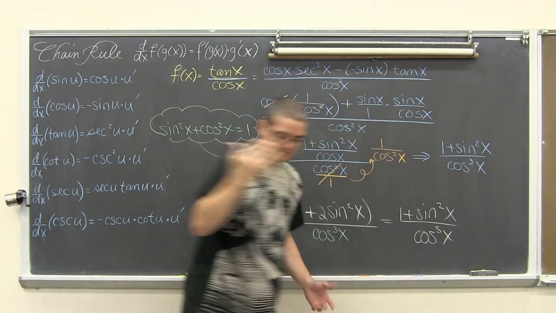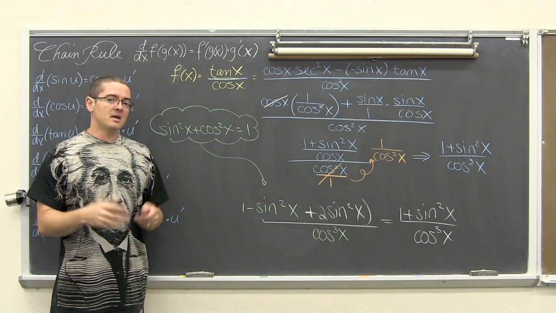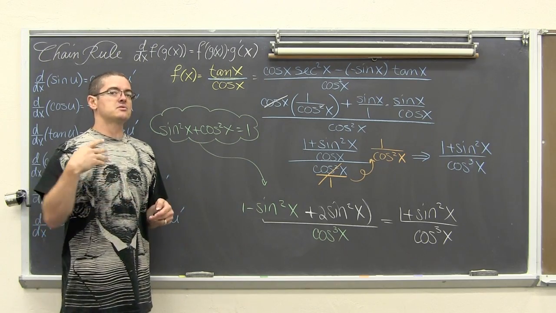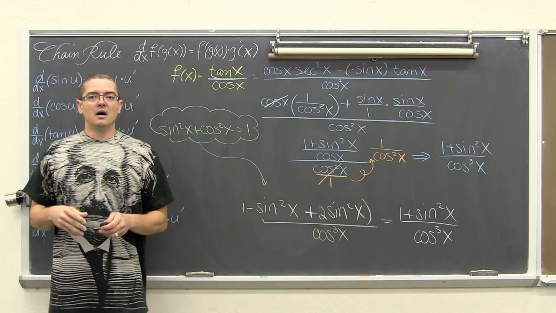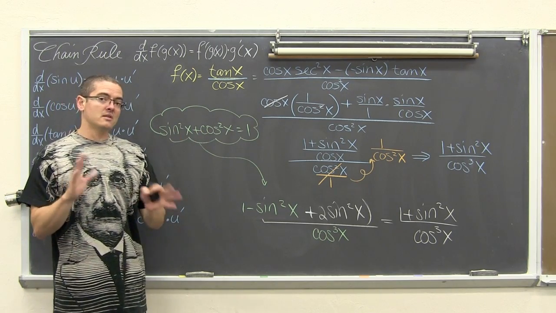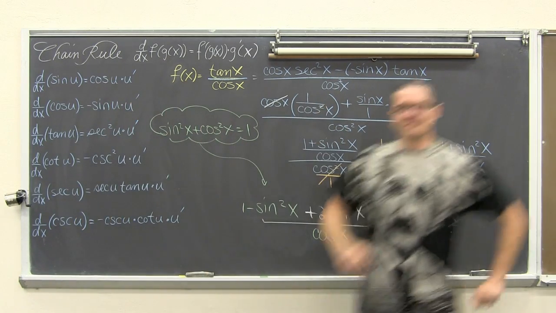Once again, you might have a correct answer, but it might not be in the same format as what's in the back of the book. So use your algebra skills and your knowledge of the Pythagorean and trig identities to make sure you can get those to match, because you might have the right answer. Let's do one more example. This stuff is awesome.